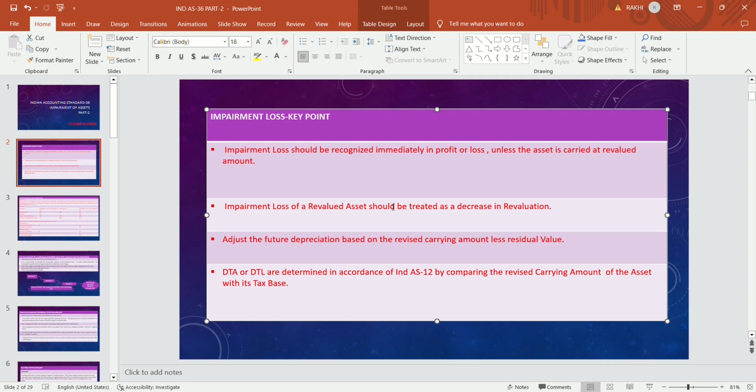That means for future periods, whatever depreciation is to be charged is on the revised carrying value, not on the previous carrying value. So after impairment, if there is a revised carrying amount, the depreciation is to be charged on the revised carrying value. Deferred tax asset or deferred tax liability are determined in accordance with Ind AS 12 by comparing the revised carrying amount of the asset with its tax base.